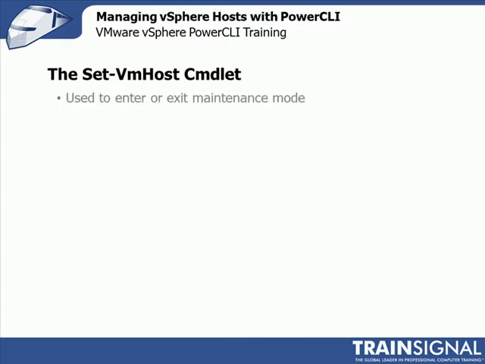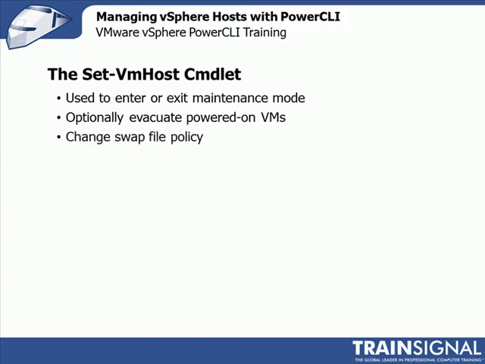So the Set-VMHost commandlet is used to enter or exit maintenance mode. It does a few other things as well. For example, you can optionally evacuate powered on virtual machines such that your cluster state is still up. You can also change your swap file policy. So if you want to, you could store the swap files for your virtual machines on less expensive local disks as opposed to your network storage. So that's a policy that you can set on a per virtual machine host or ESX server level. You can also modify which data store those swap files are going to be placed into.